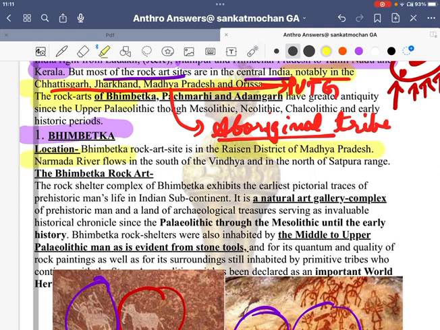Narmada River. See, UPSC loves asking about rivers flowing between, beside, or across anything. Like in 2021, they asked which river is flowing by the Ellora Caves. So always remember, UPSC has a knack for asking about rivers. Either you complete it in mains answer writing or you write it down separately and remember it. Narmada River is south of the Vindhyas and north of the Satpura range. Where is the Narmada River? South of Vindhya and north of Satpura. And here we find Bhimbetka.